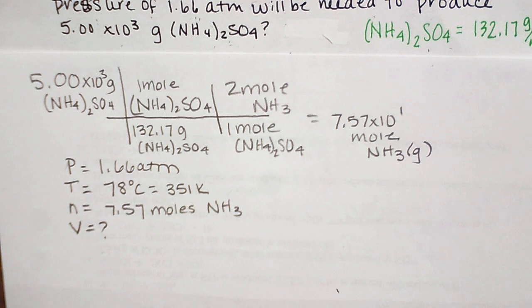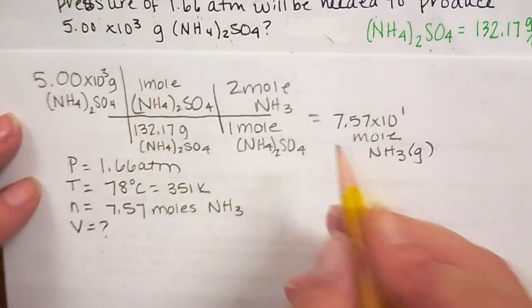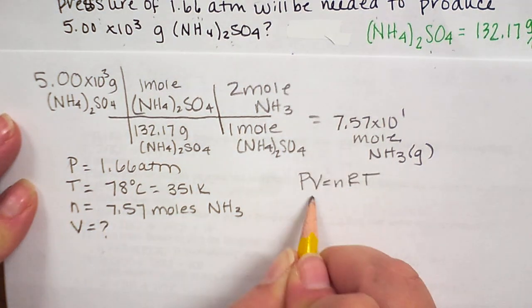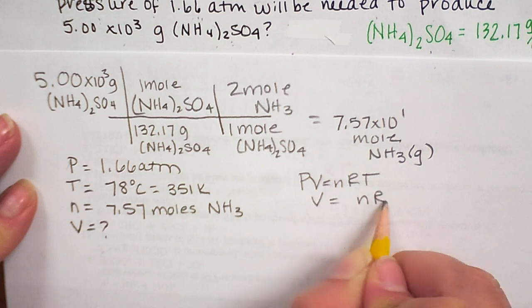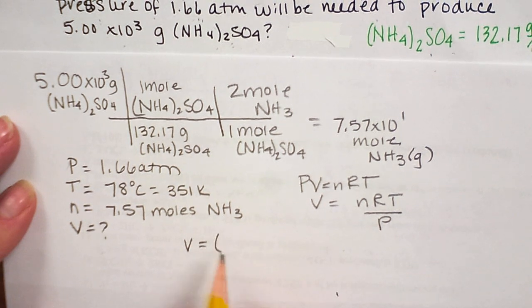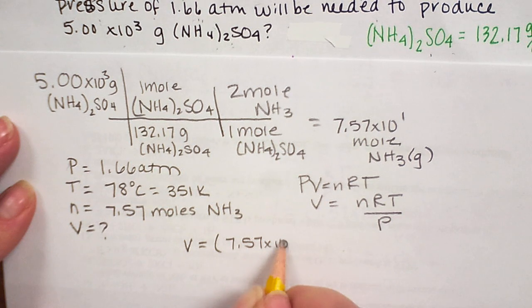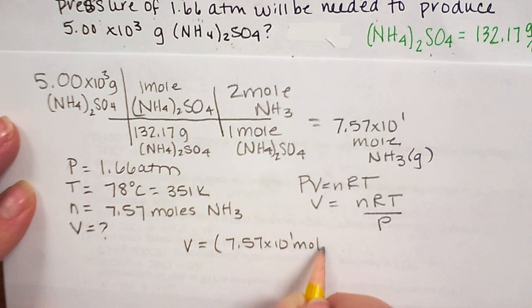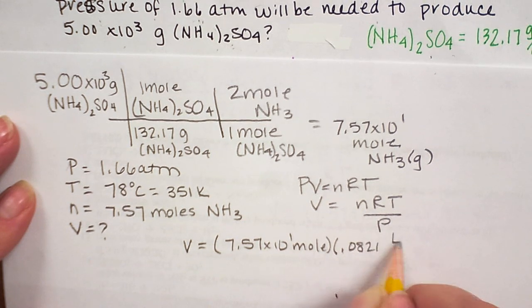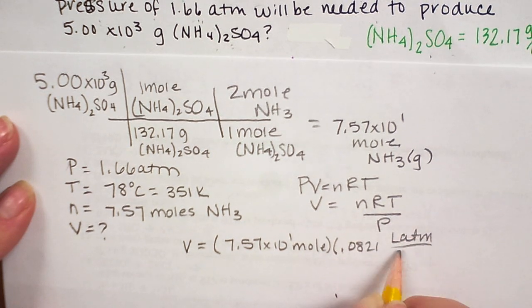So now this should start to look really familiar because this is this unit, right? So now I'm going to take my PV equals nRT and solve for volume, which is nRT over pressure. And now I'm ready to plug in. So volume is equal to 7.57 times 10 to the 1 moles times R, 0.0821.